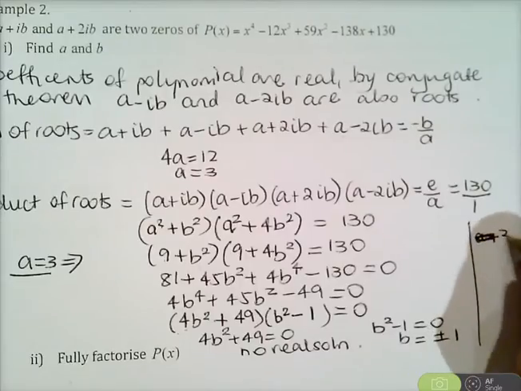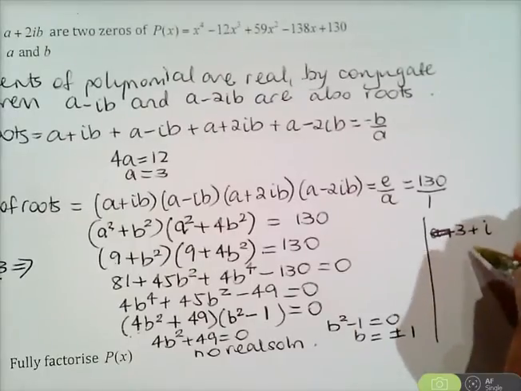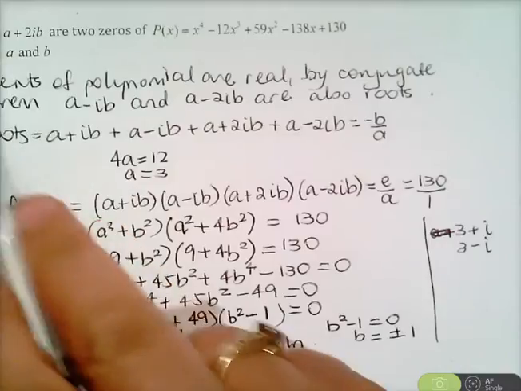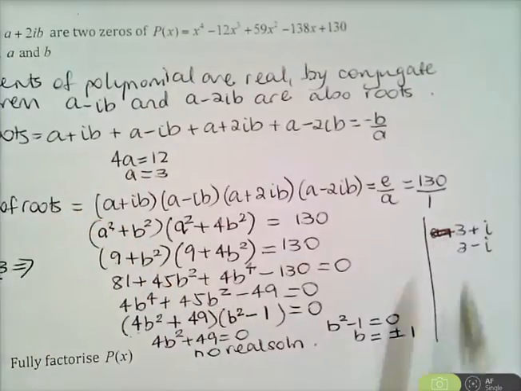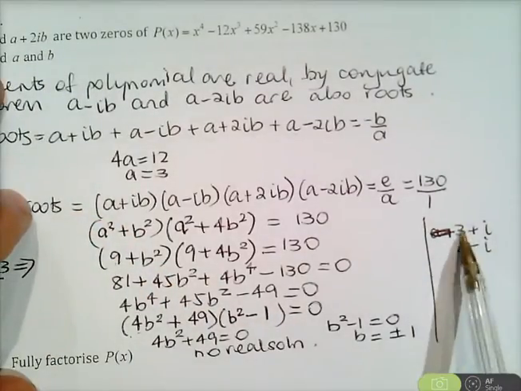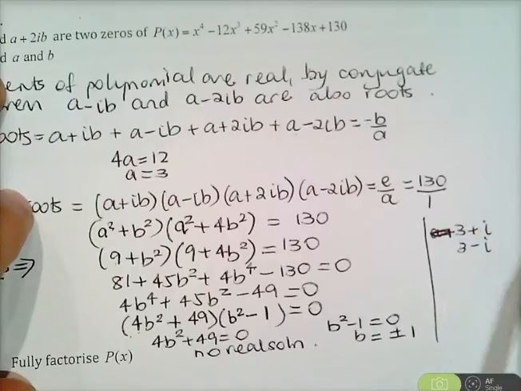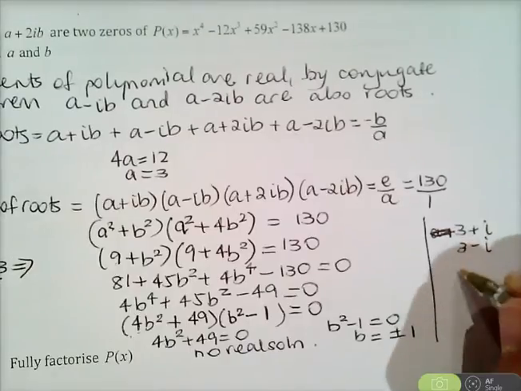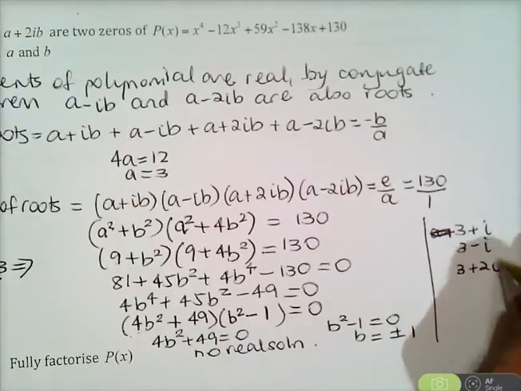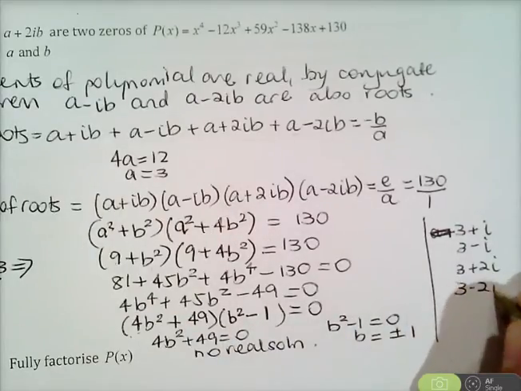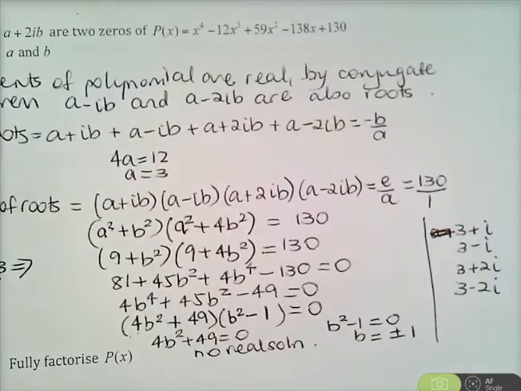So we've got that the roots are a plus ib would be 3 plus i, so that's your first root. Then a minus ib would be 3 minus i. Notice if b is plus or minus 1, that's how you're getting the result: if b is 1, you get 3 plus i, and if b is negative 1, you get 3 minus i. So that takes care of the roots there. And the other ones are 3 plus 2i, because the other roots are a plus 2ib, and 3 minus 2i. So they're your 4 roots, and we've found a and b.